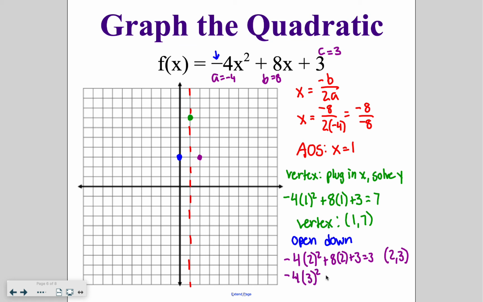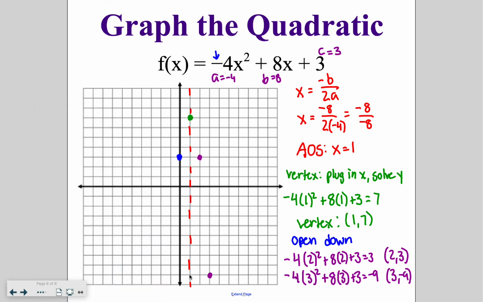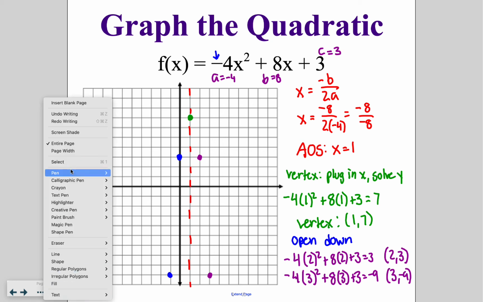So I've got -4 times 3 squared plus 8 times 3 plus 3. When I hit enter, I'm going to get -9. So I end up with the point 3, -9. So I go over 1, 2, and 3 and down to -9. That point is 2 spaces away from my axis of symmetry. So I'm going to go 1, 2 to the left. And that is going to give me my curve.